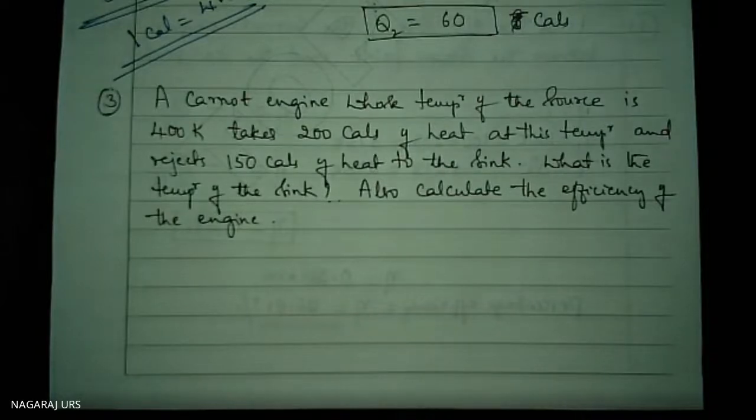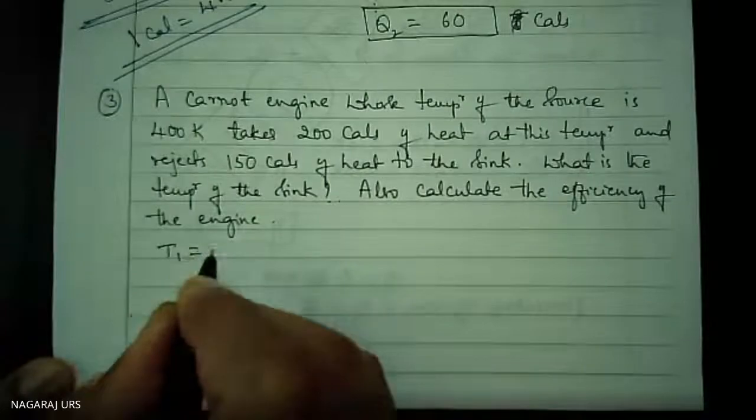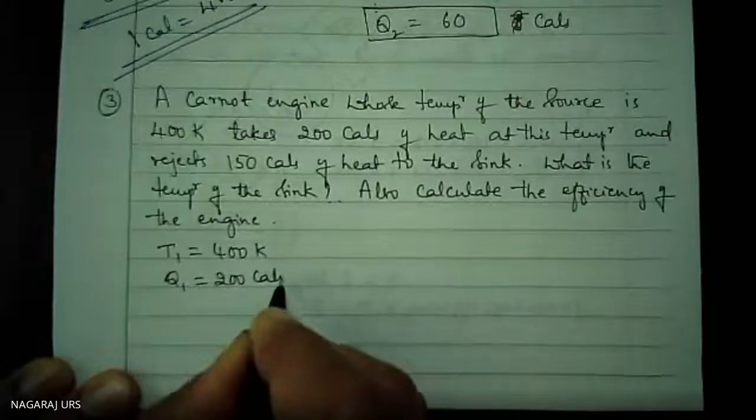Okay, Rishika, answer it. What am I supposed to write here? So T1 is equal to 400 Kelvin. Okay. Q1 is equal to 200 calories. Continue. And Q2 is equal to 150 calories.